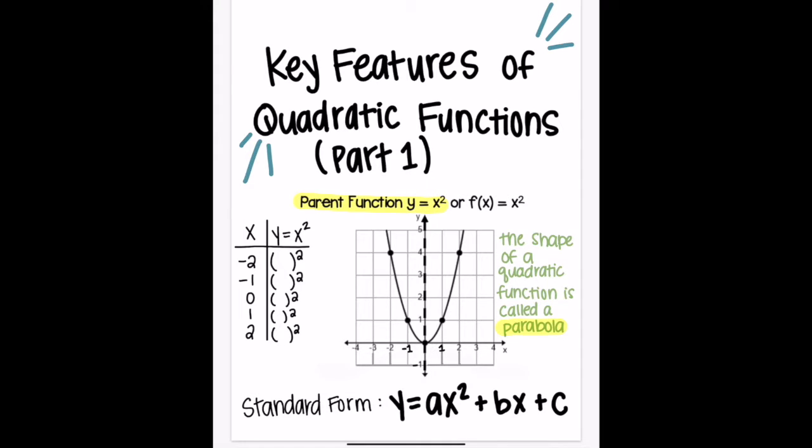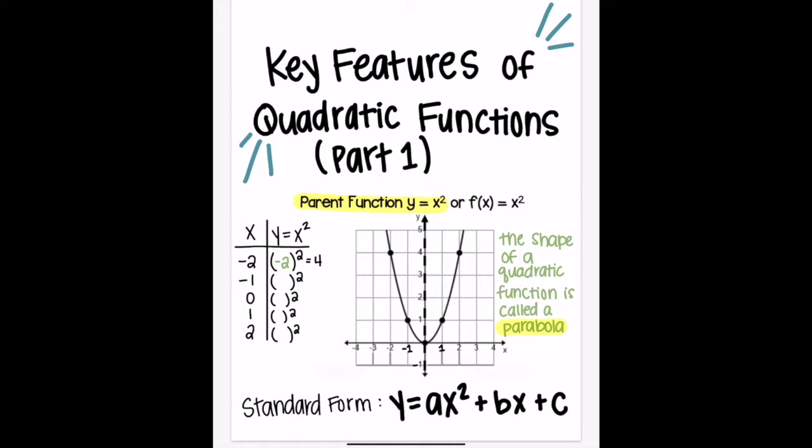Alright, so let's see why it forms this U shape. If y is equal to x squared, I have some x values here, and if we plug those x values into the parent function's equation, we'll see what we get. So if y equals x squared, then y equals negative 2 squared. If I plug in negative 2 and evaluate that, negative 2 times itself, which is negative 2 squared, is going to give us a positive 4.